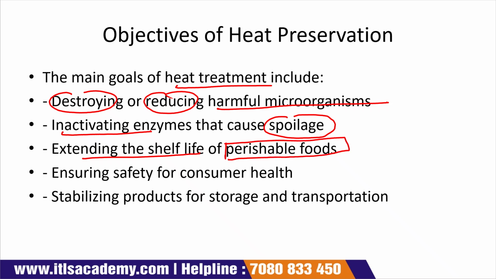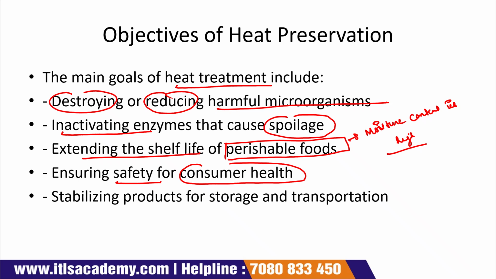Perishable foods are mentioned here because their shelf life is very short, only a few days, like fruits, vegetables, and milk. Perishable foods are those whose moisture content is high. So what we have to do is extend the shelf life of that perishable food product, ensure safety for consumer health, and stabilize the product for storage and transportation.